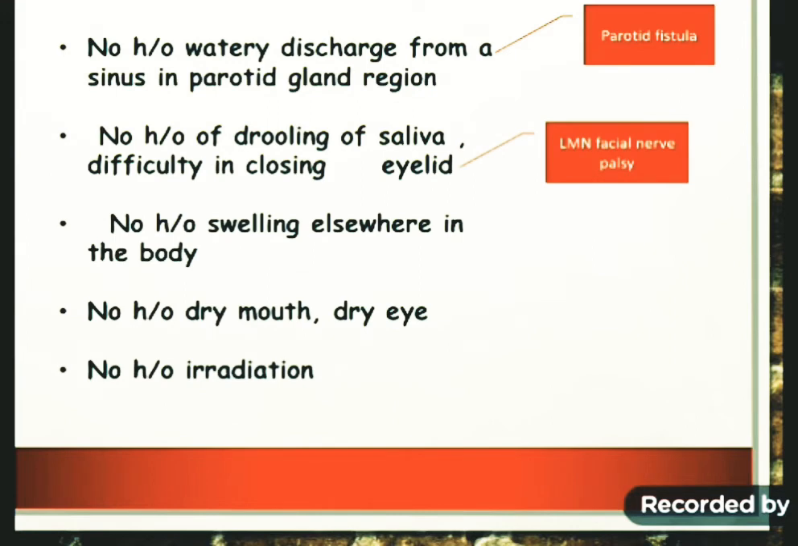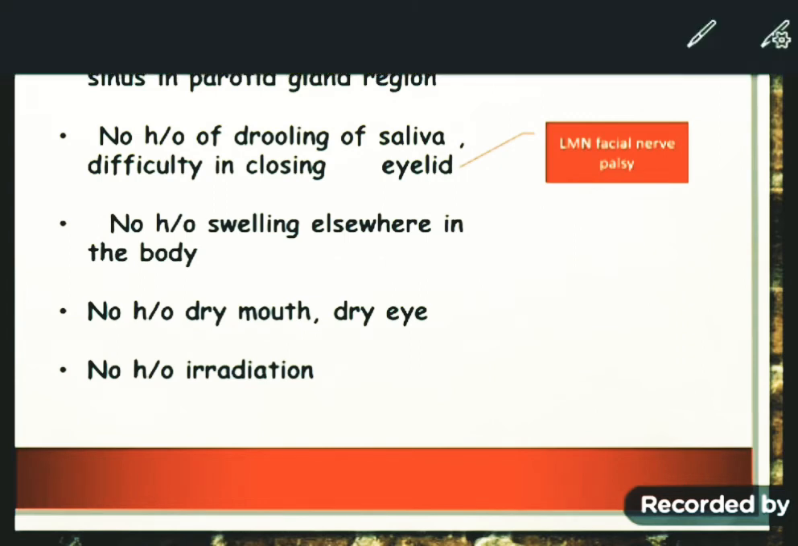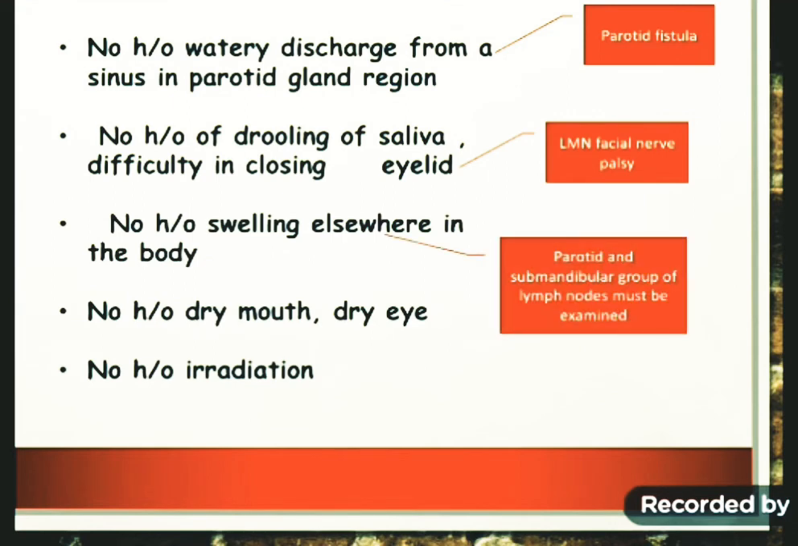There is no history of swelling elsewhere in the body. We ask this because we have to examine the lymph nodes of the neck or any other salivary gland tumor. If there is a malignancy, there will be enlargement of the parotid and submandibular groups of lymph nodes, right? And if there is Mikulicz syndrome, it causes enlargement of mostly all the glands, both the parotid, both the submandibular, and both the sublingual glands.